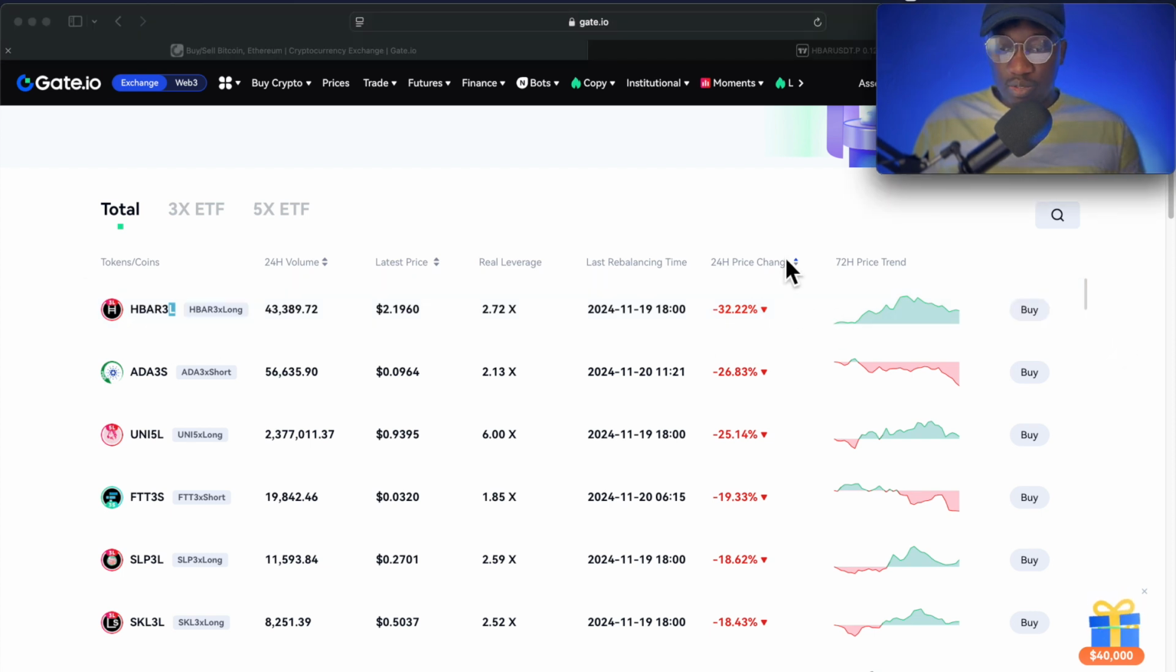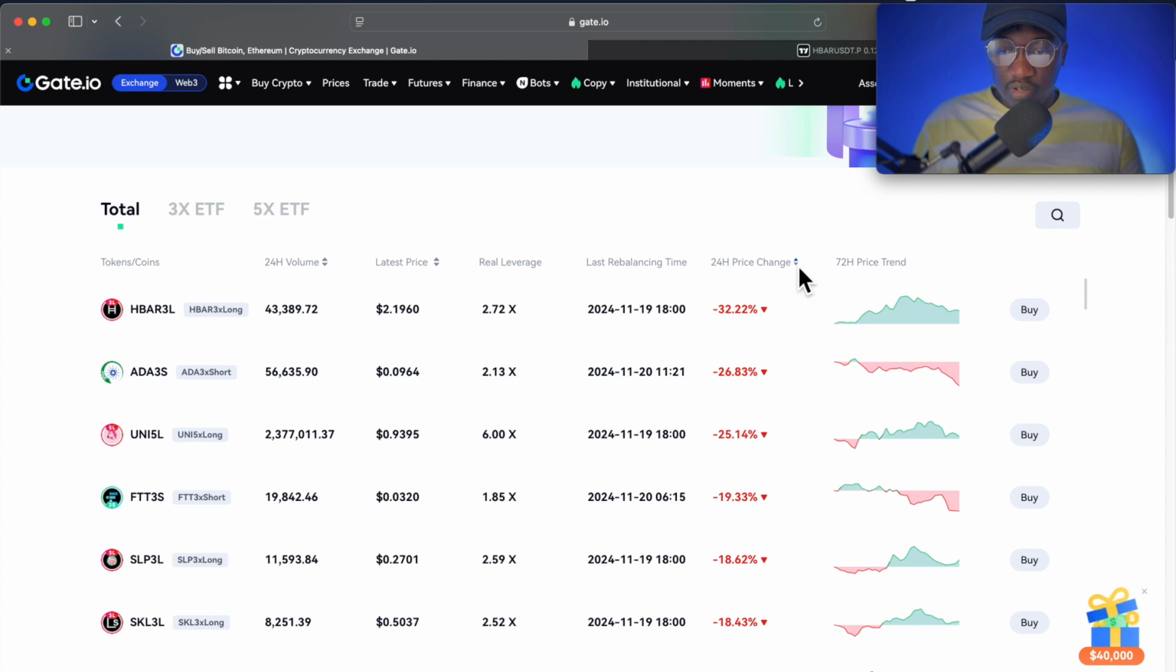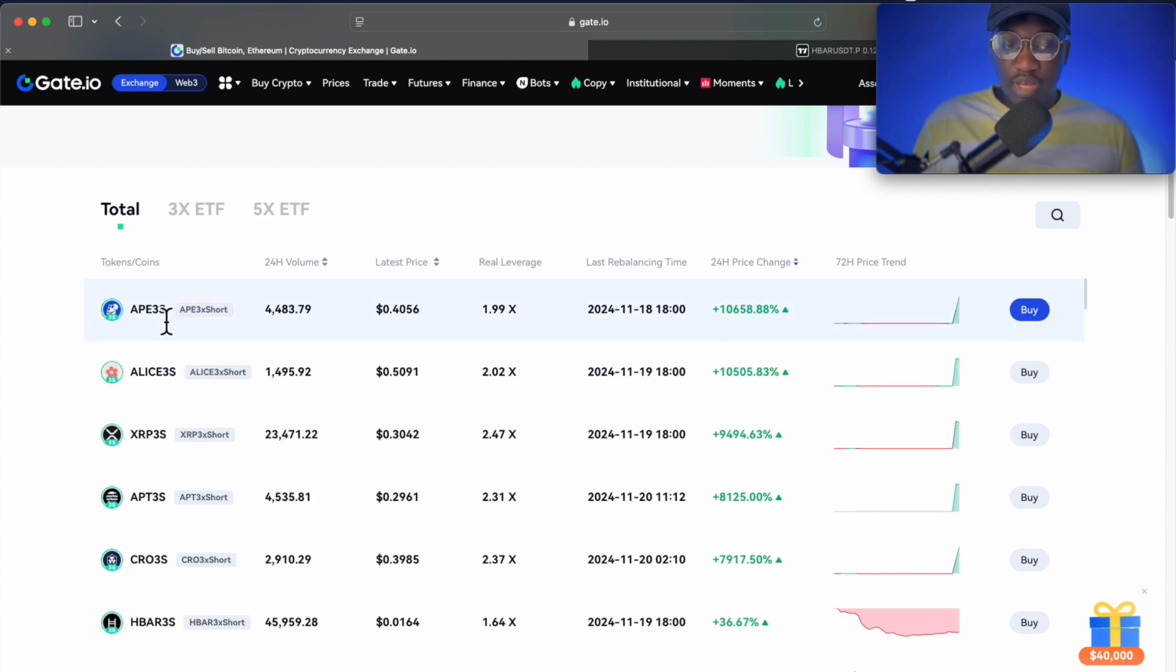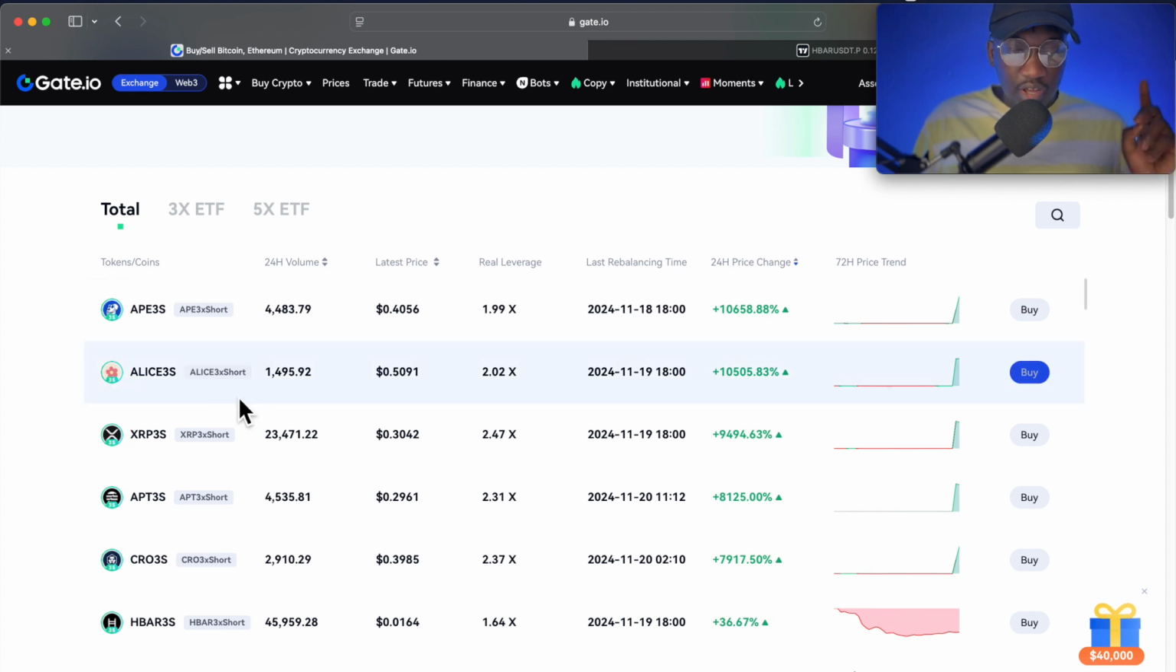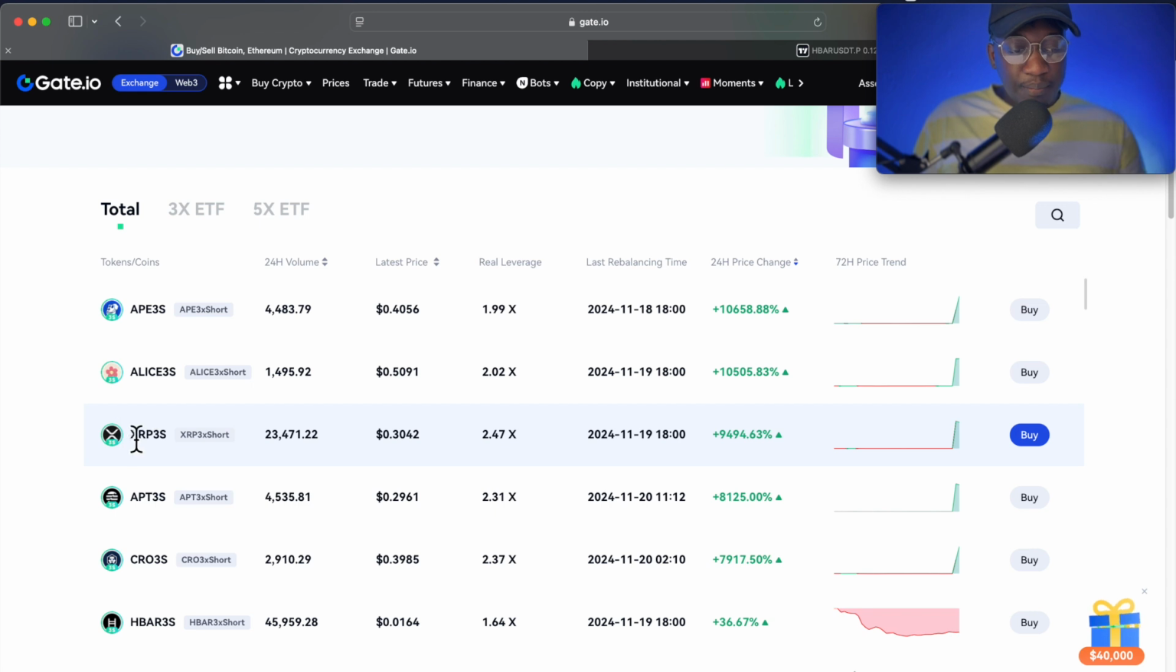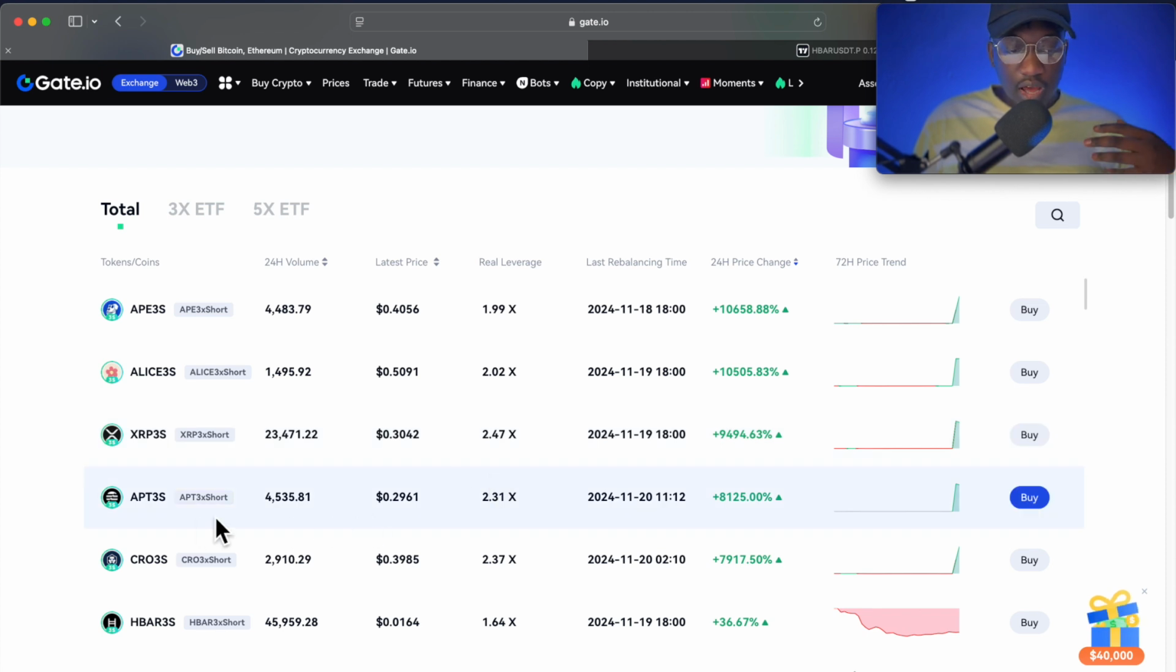So let's take a look at the biggest winners. All right, if you click 24-hour change right here, wow, you can see that Pepe short leverage token has gone up by 10,000%, guys. 10,000% within 24 hours, which is crazy, and this is the reason why I also love these leverage tokens. You can see that Alice short leverage token has gone up by 10,000% within 24 hours. That's like, I don't know, it's a lot. 50x, 100x, stuff like that. XRP short leverage token has gone up by 9,000%. APT short leverage token has gone up by 8,000%.